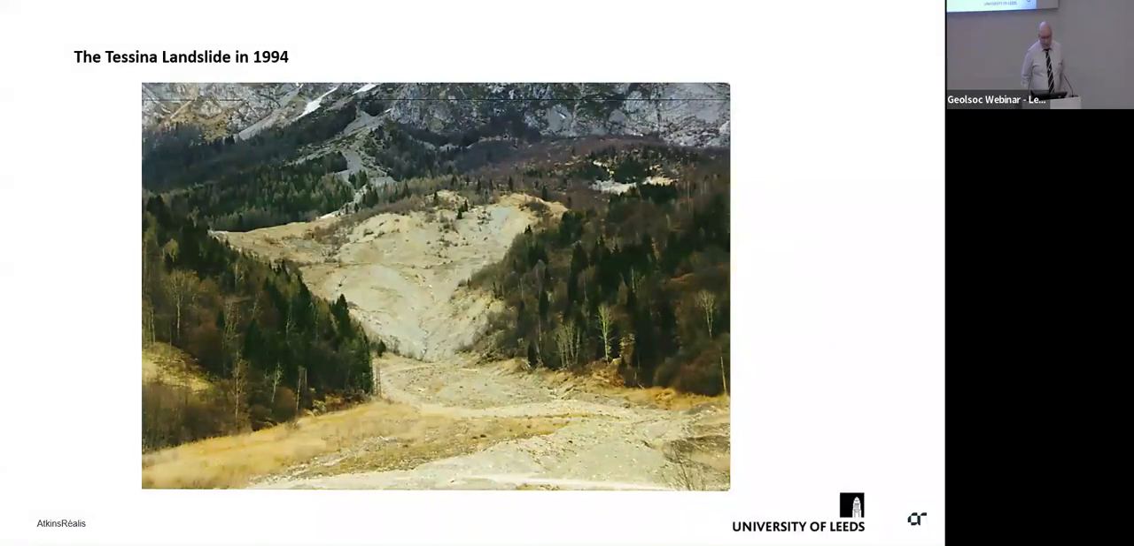This is an example of the Tessina landslide in northern Italy, one of those worldwide examples. This is a photograph taken in 1994, when it had been reactivated in 1992, I think was the last reactivation of Tessina. You can see that the boundaries are very clear. The moving section of the landslide is unvegetated. The boundaries are clear and marked. The geomorphological features are sharp and precise.